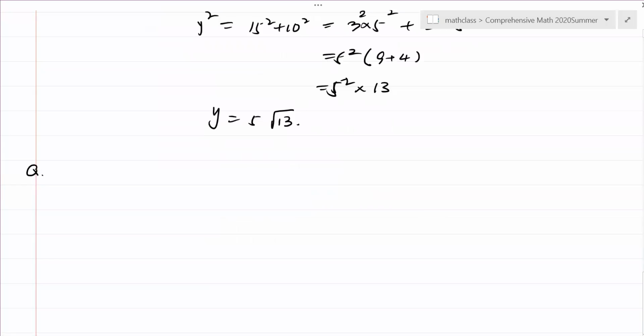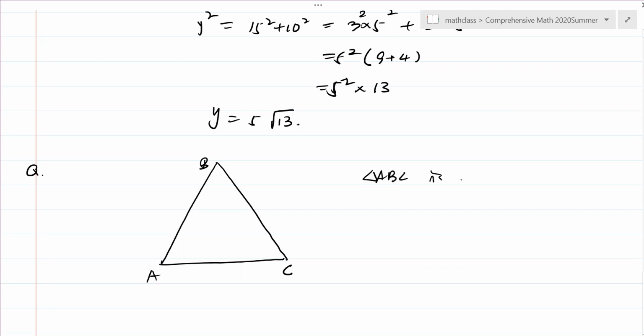So now I have an equilateral triangle. Okay, so B and A and C. So triangle ABC is an equilateral triangle.